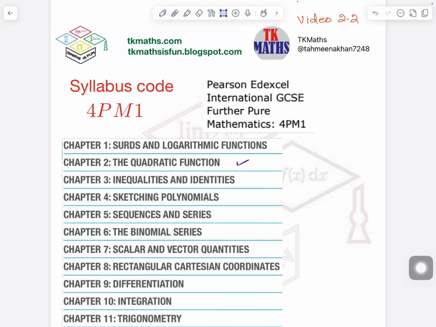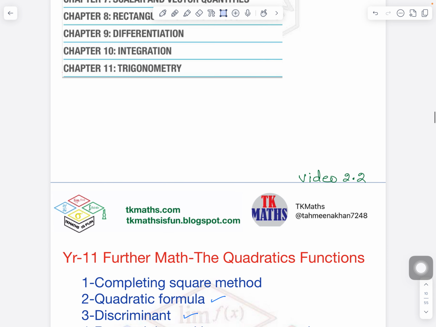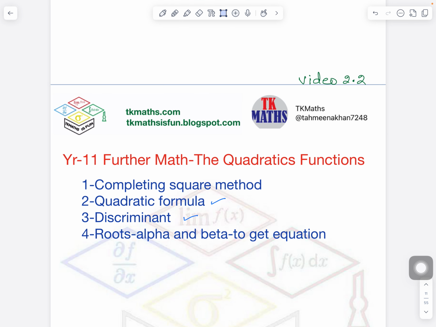In today's video, we will continue studying the quadratic function chapter 2, which is part of the syllabus of year 11 for Maths, Pearson Edexcel. In the previous video, we completed the completing the square method. In this video, our focus will be on the quadratic formula and the discriminant.